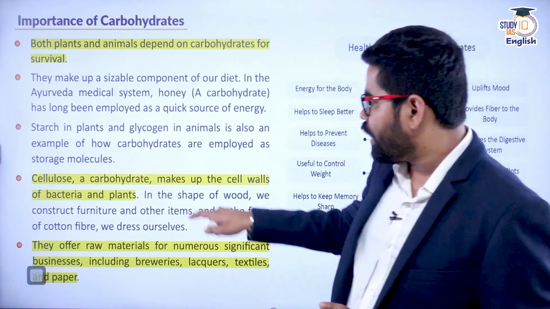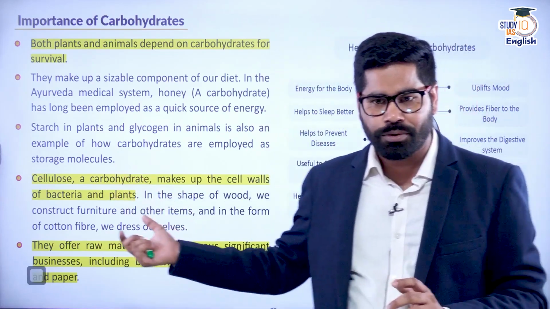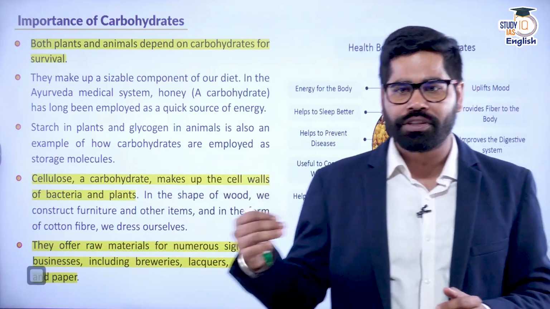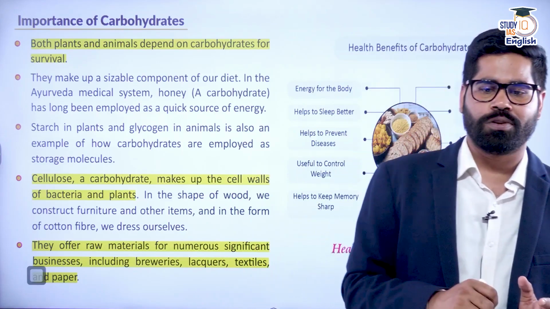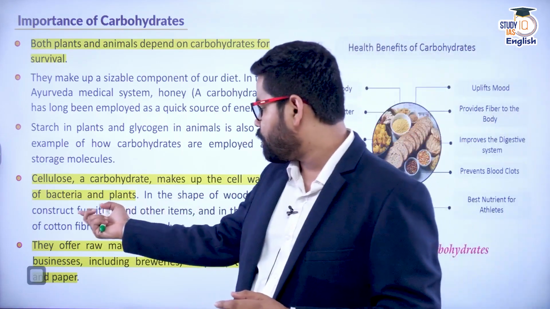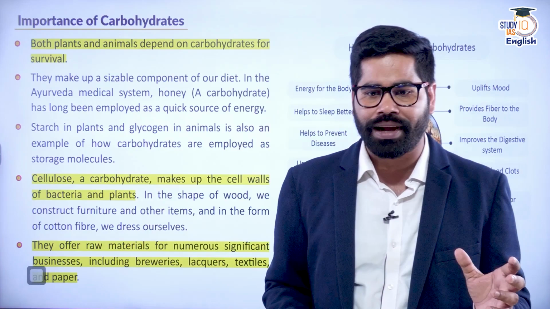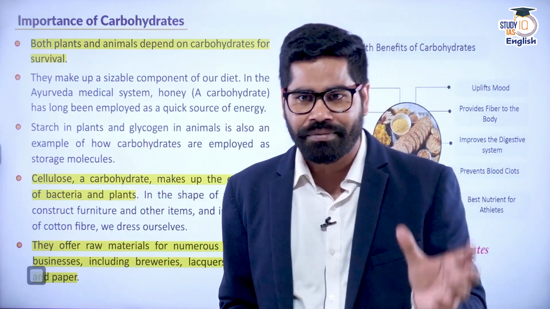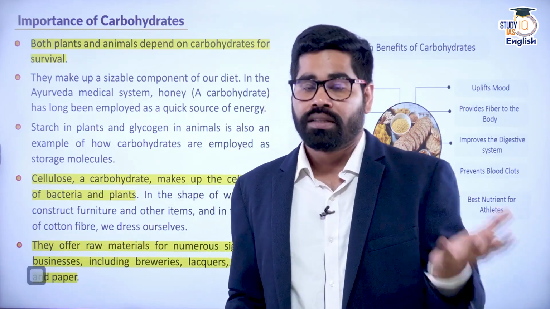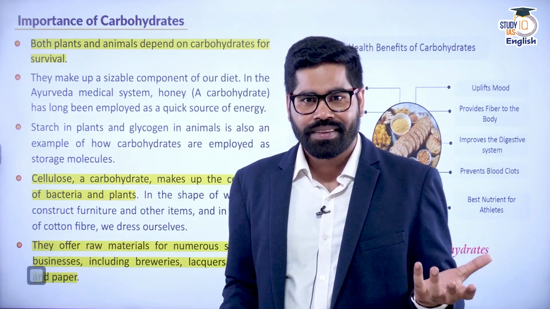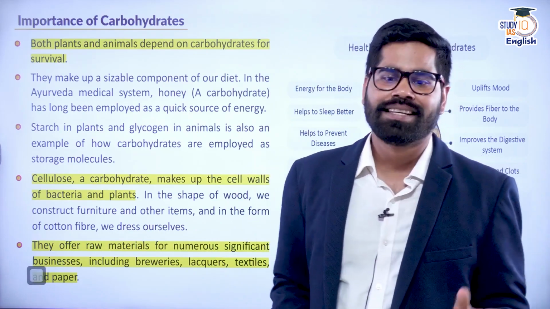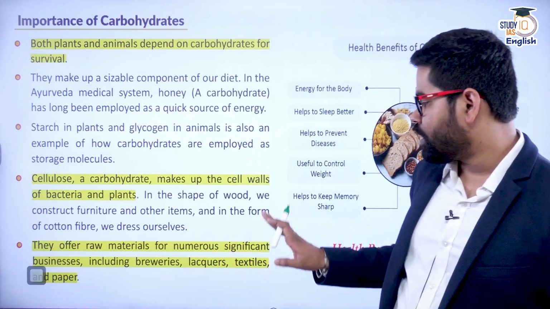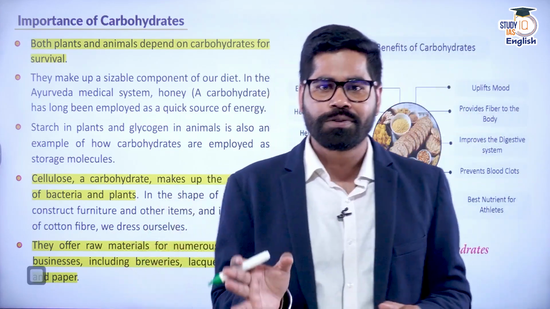Now, in the case of plants, we have seen the role of cellulose. Cellulose helps in making the cell wall of bacteria and plants. If we have some furniture or other items or cotton fiber, that also comes from cellulose. The fabrics we wear, which come from plants, again contain this cellulose. At the same time, the breweries, lacquers, textiles, and paper also consist of this carbohydrate.